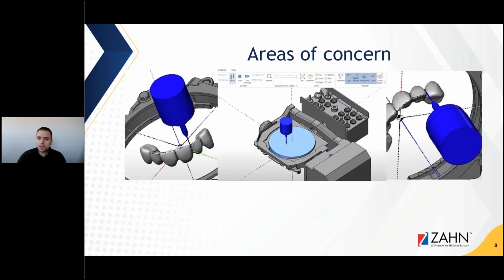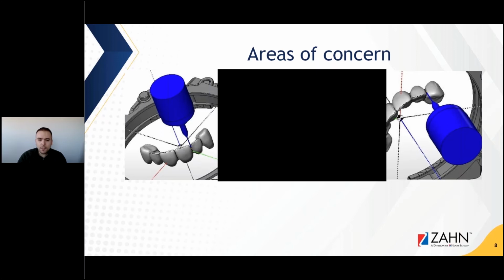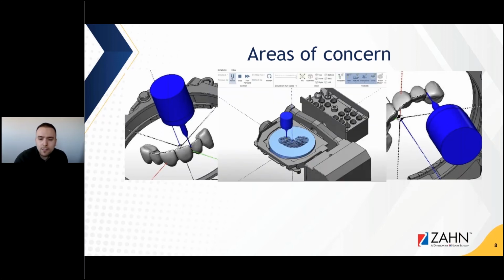And here I want to give you an example of what really happens in milling. So as the milling strategy gets calculated, it gives us potential problems. This is an undercut area. This area is too thin.